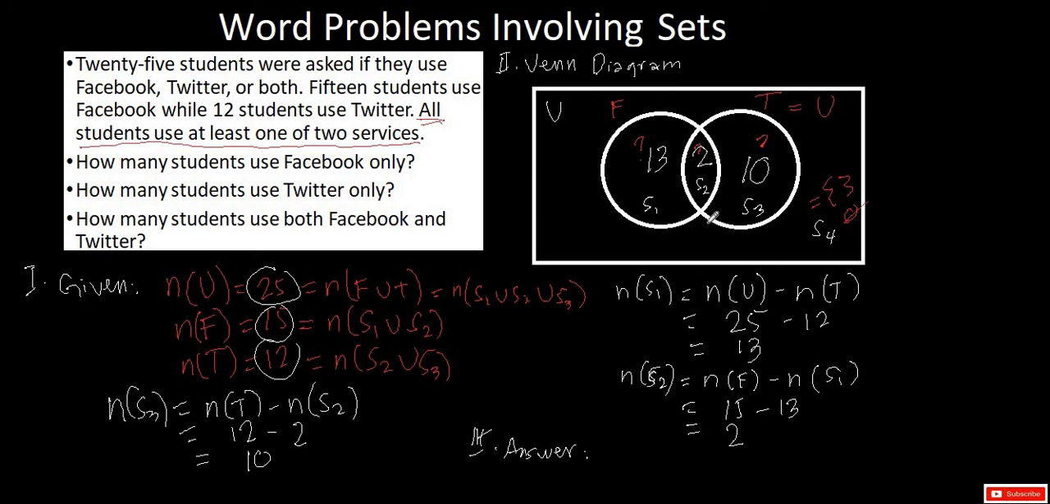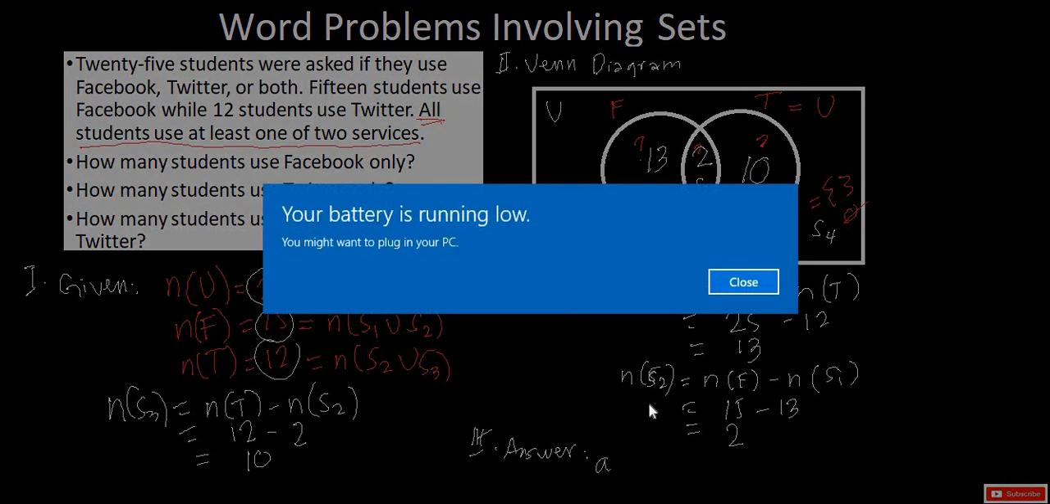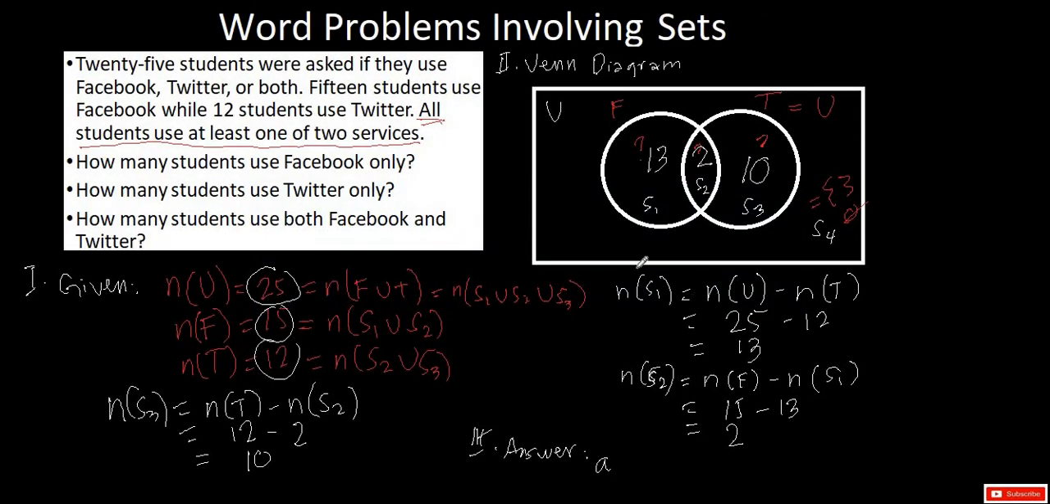Okay. So now, since we are done populating our Venn diagram, we can already determine the answers to the questions in the problem. Now, first question. How many students use Facebook only? Okay, so what region in the Venn diagram represents Facebook only? So we have S sub 1. So here, this region represents Facebook only. So therefore, the answer is 13.